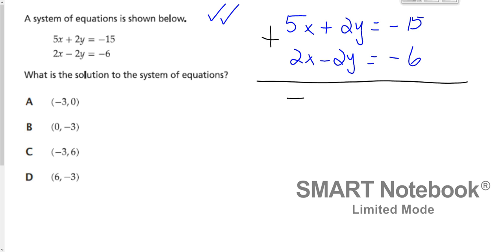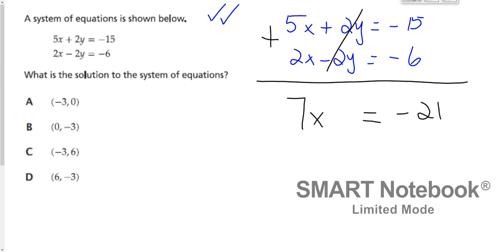5x plus 2x is 7x. Positive 2y, you have to look at the sign. Positive 2y plus negative 2y equals 0. That's called the additive inverse property. When you add a term and its opposite, the answer comes out to 0. So I can just cross them out. Equals negative 15 plus negative 6, which is negative 21.